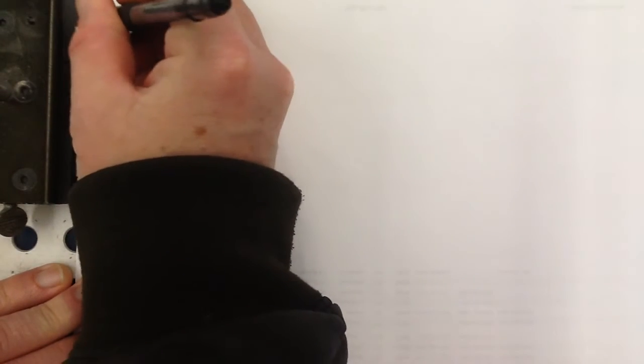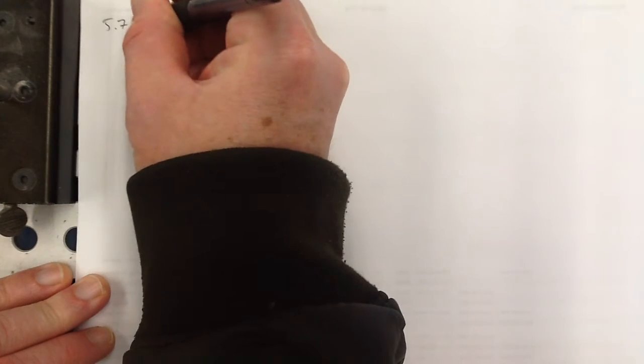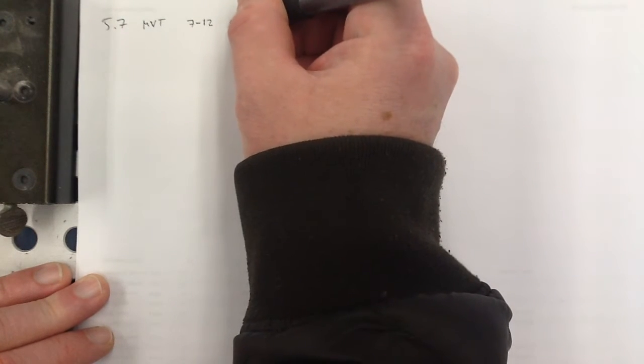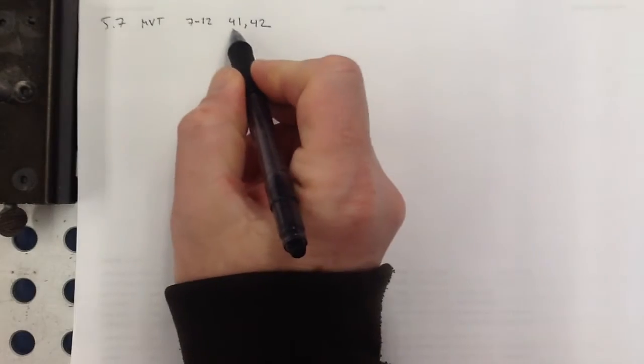Hey, you know what's easy? The mean value theorem. We're going to do numbers 7 through 12 and 41 and 42, which is just kind of like a review of some other general concepts. Those two are.